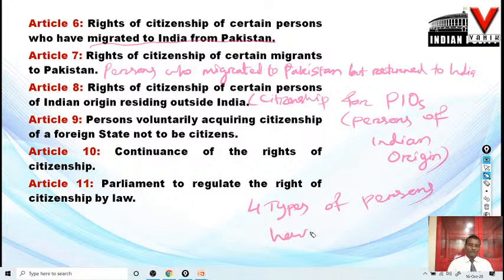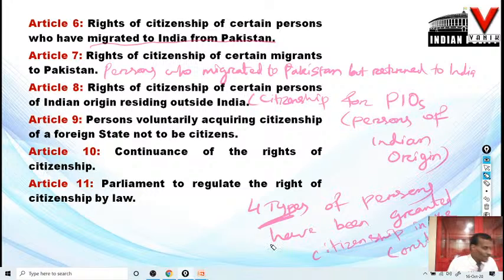Four types of persons have been granted citizenship in the constitution. It is a very important question. Remember, there are four types of persons who have been granted citizenship in the country.